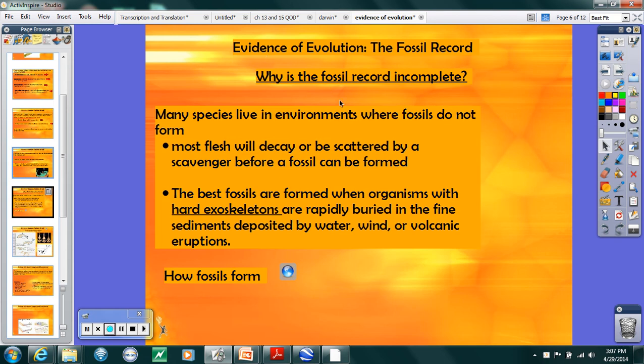But the fossil record is incomplete. And why is it incomplete? Many species actually live in environments where fossils don't form. Most flesh is going to decay or be scattered by a scavenger before a fossil can be formed. The best fossils are actually formed when organisms with hard exoskeletons are rapidly buried in the fine sediments deposited by water, wind, or volcanic eruptions. I have a quick little video that shows how fossils form.